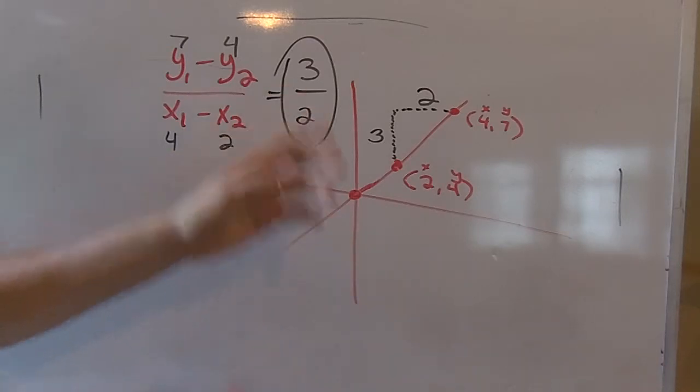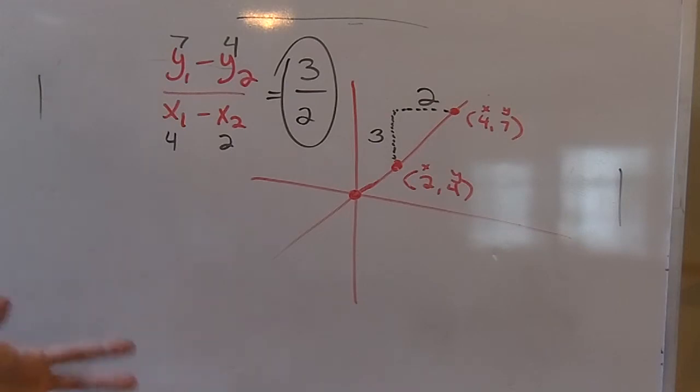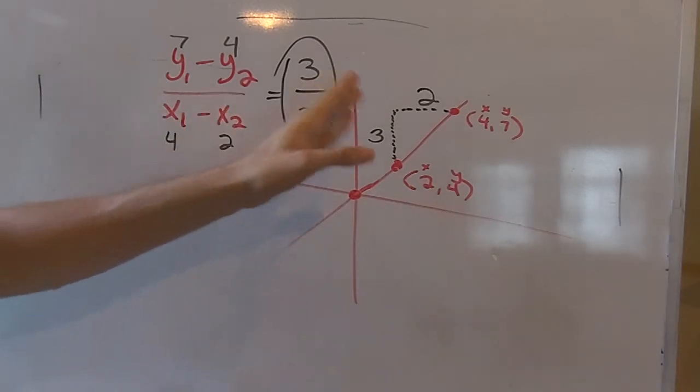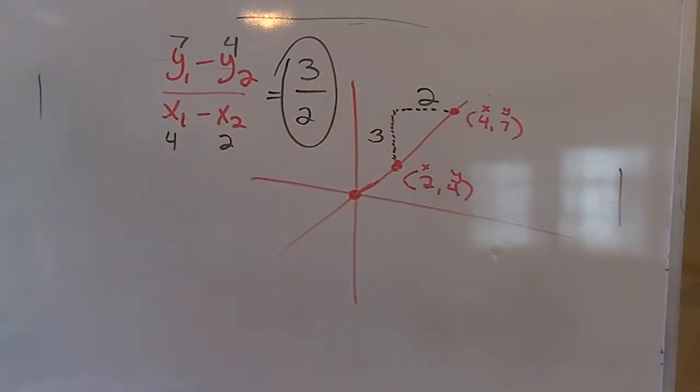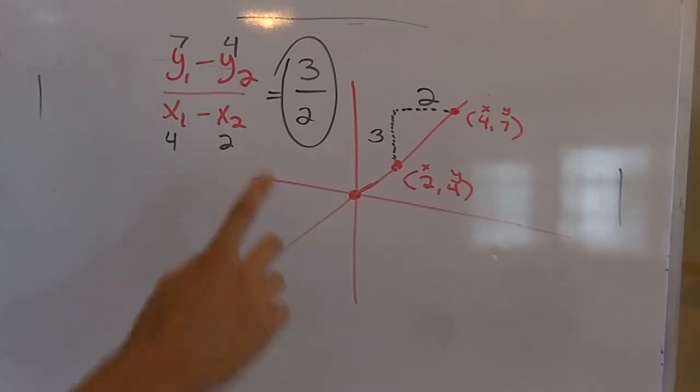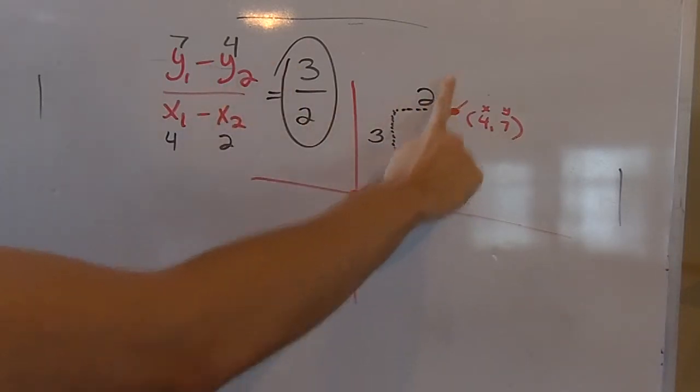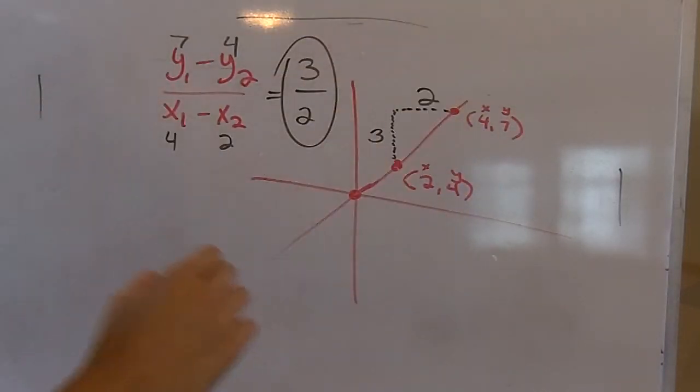Okay, so you may not necessarily get 3 over 2 exactly. You might get 6 over 4. You might get 9 over 6, something like that. But you will get a ratio that is equivalent to 3 over 2. So what this is telling me is that anytime I go up 3 over 2, up 3 over 2, up 3 over 2, every time I do that, I'm hitting another point on my line.